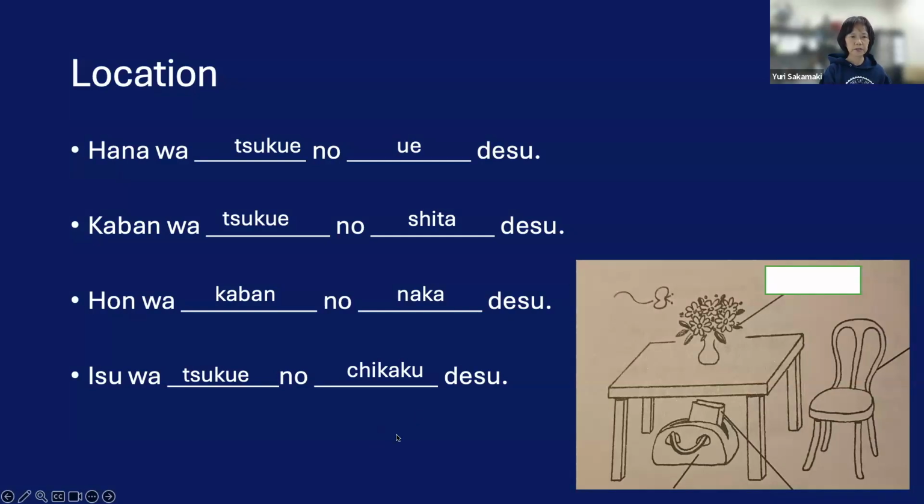But the point here is you're going to say the reference or landmark of sorts first, connect that with no, and then you would use these location words. So you're saying desk's near, bag's inside, desk's under, and desk's top, kind of like that. And it's an awkward English translation, but that's what the literal translation is.